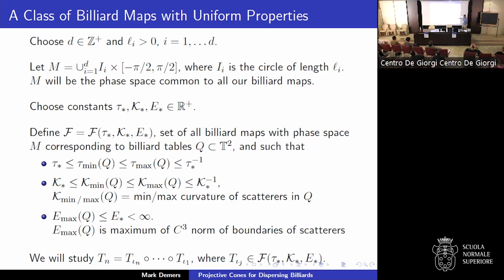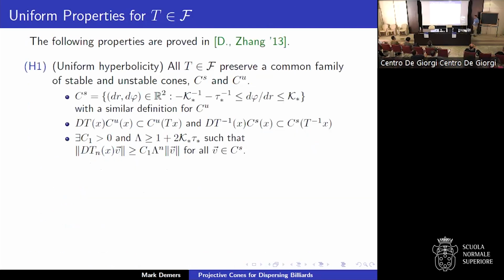So if you fix these three quantities, then you can study this class of billiard maps with these three quantities fixed, and they all have uniform properties, right? So those are the three numbers that geometrically determine everything else. So for example, they give you, these are not assumptions, right?